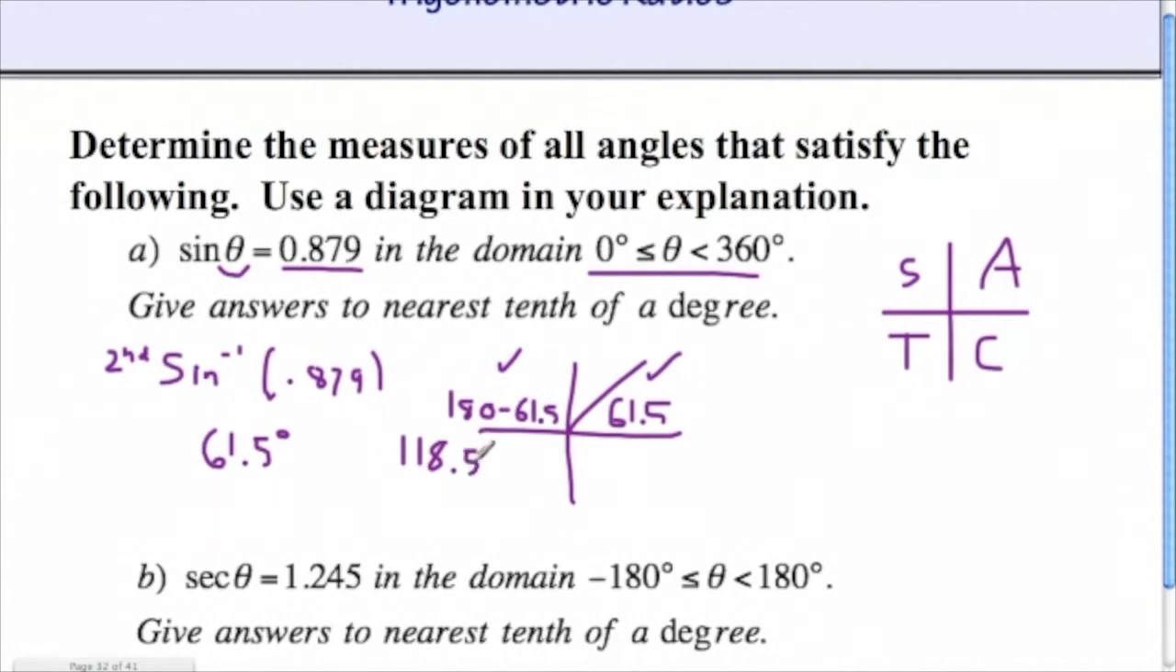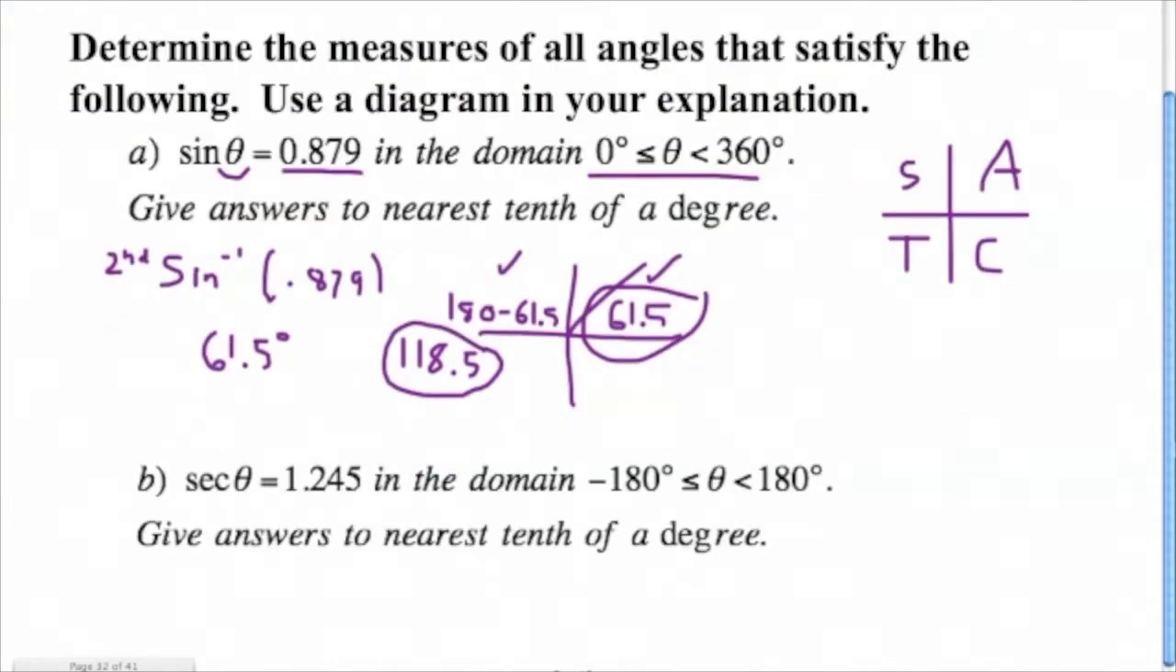Okay, so those are our two answers for that first question. Okay, let's do the next question. Again, we've got something different. We don't have a secant button on our calculator. So I'm going to turn this into a fraction by putting it over 1, because I can turn a secant into a cos by flipping this.